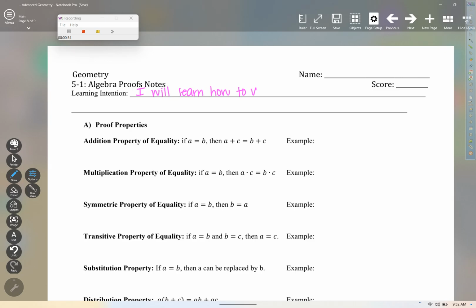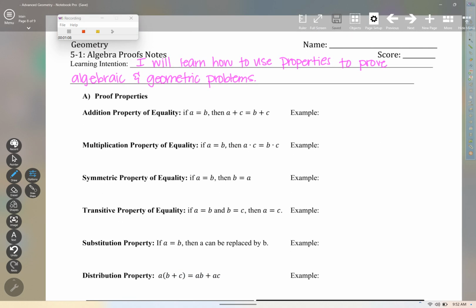Okay, we have a ton of these proof properties, that's what they're called, and as you see, they are in bold. So the addition property of equality says if A equals B, then A plus C is equal to B plus C. And what that means is if I give you an algebra problem, let's just do an example. Say you have x minus 5 is equal to 3, and I ask you, how would you solve for x? Well, you would add 5 to both sides, and you would get x is equal to 8. Okay, that's addition property of equality.